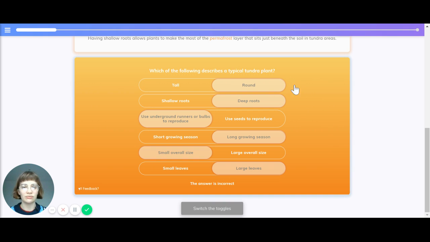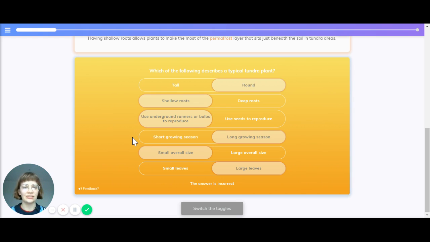Is it tall or is it round? The correct answer is round because tall plants don't tend to happen in tundra areas. Does it have shallow roots or deep roots? Well, the roots are shallow so they can make the most of the permafrost layer that sits beneath the soil. Do they use seeds to reproduce, or do they use underground runners or bulbs to reproduce? Correct answer is they use underground runners or bulbs.